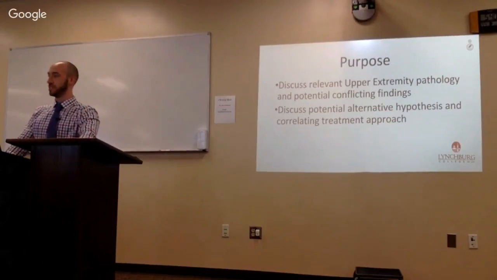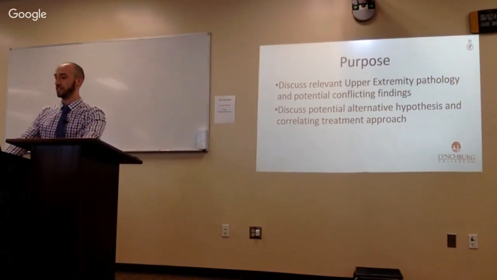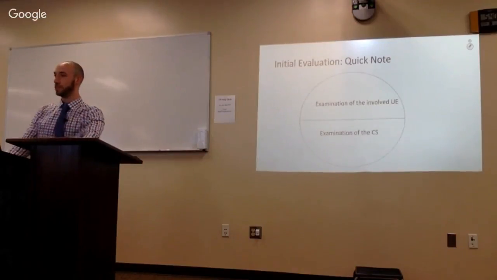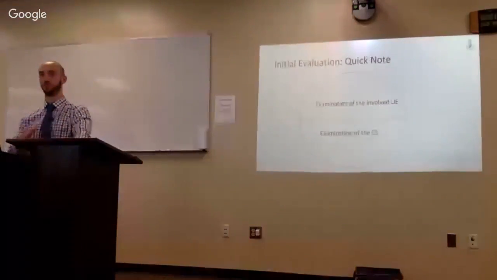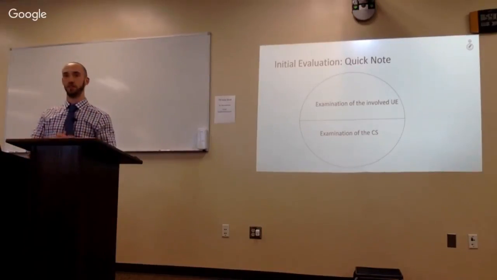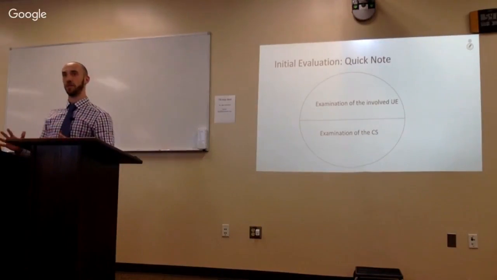The purpose of this case study is to discuss the relevant upper extremity pathology that you may see and some conflicting findings. Then we're going to discuss some potential alternative hypotheses with these conflicting findings and a correlating treatment approach. So just a quick note, as I go through, we're going to discuss an initial examination of the involved upper extremity with some distal symptoms, and then we're going to get into an examination more proximally. So you'll probably be suspecting some things as we go through. Hold your questions.